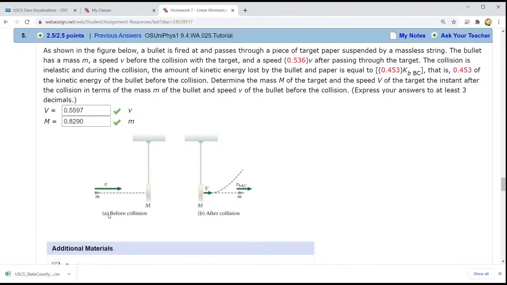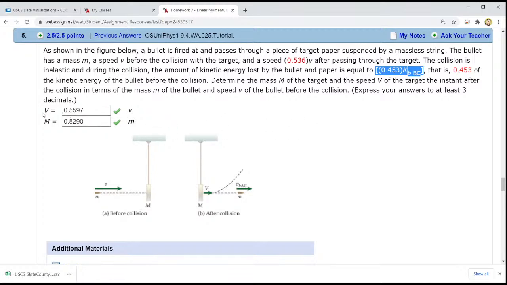So it's this problem right here where you have the bullet fired at a piece of paper target, and the information you're given is about the relative velocity of the bullet pre and post. It says that the speed after passing through the target is 0.536 times the initial speed of the bullet, and you're given information about how much kinetic energy is lost. It is not an elastic collision. So the change in kinetic energy is equal to this quantity. And that's where I made my sign error, because if it's a change in kinetic energy, it's a decrease. So when I set up my algebra, this should be a negative number.